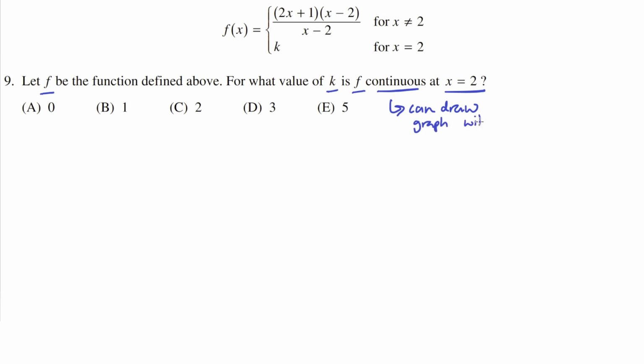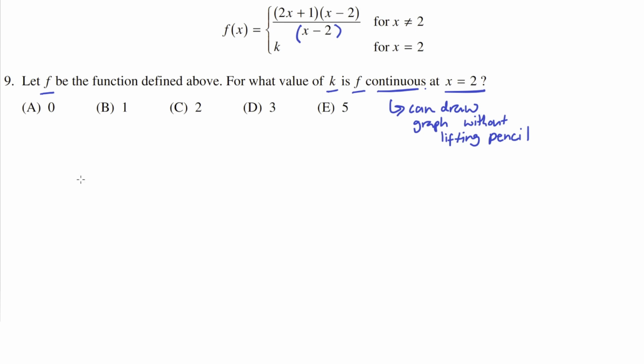without lifting our pencil, which means no holes and jumps in the graph. And right away we can see that there is a hole in this graph, because we see that the numerator and denominator of f of x has x minus 2 in both the numerator and denominator. And since we can cancel these out, this means that there's a hole in our graph at x equals 2.